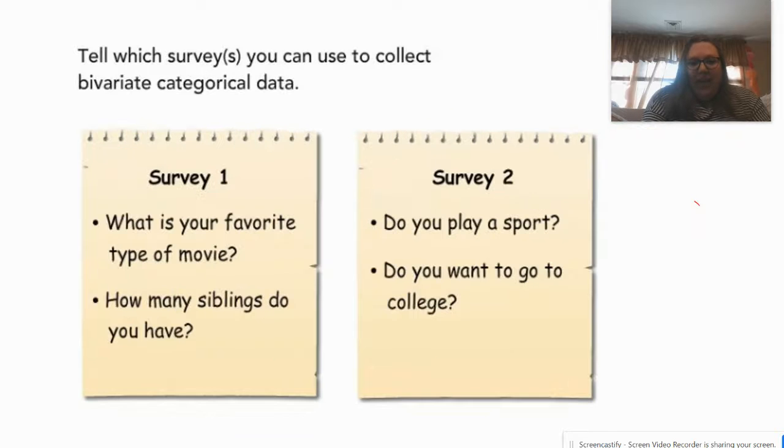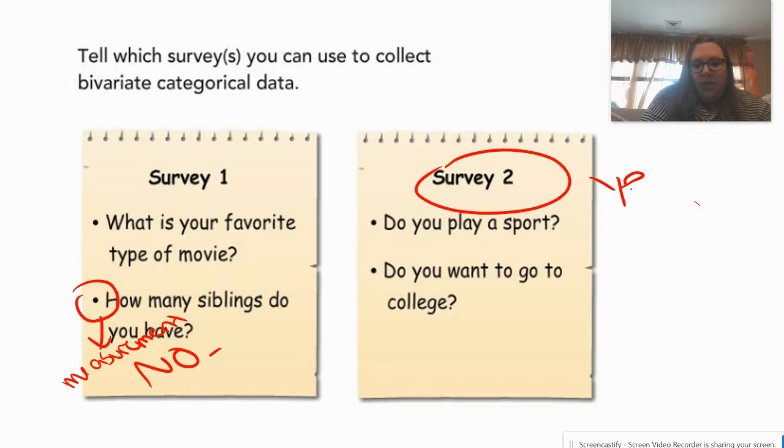All right. Tell which surveys you can use to collect bivariate categorical data. What is your favorite type of movie? How many siblings do you have? That would be a no because this is a measurement. That does not fall into categories. That falls into a number. That is a measurement. Do you play a sport? Do you want to go to college? This would be a yes because those are both category questions that are yes or no categories.